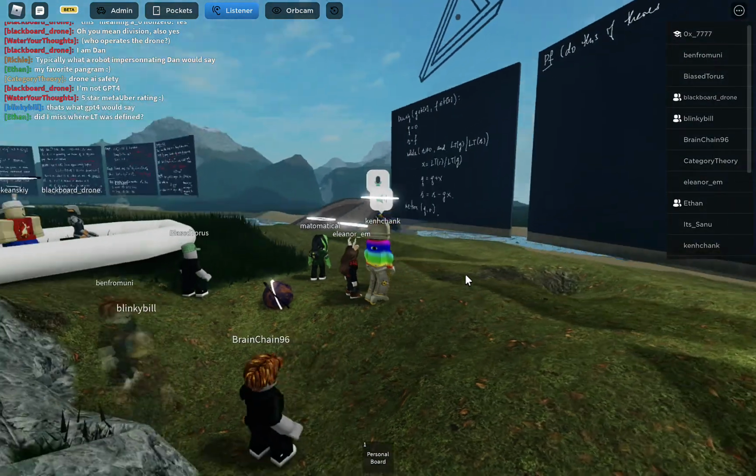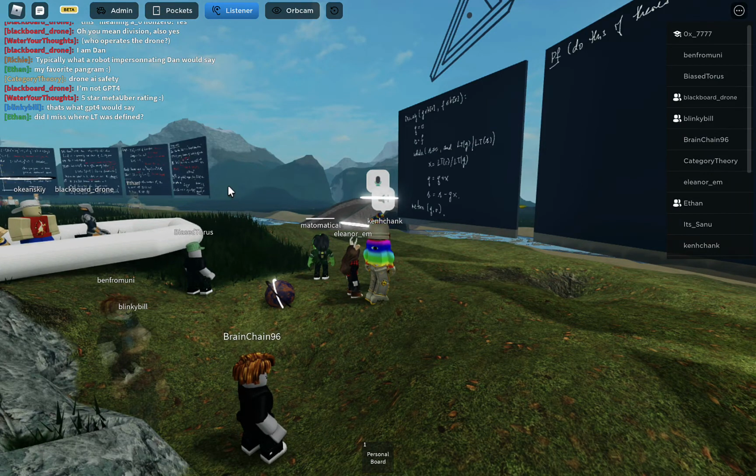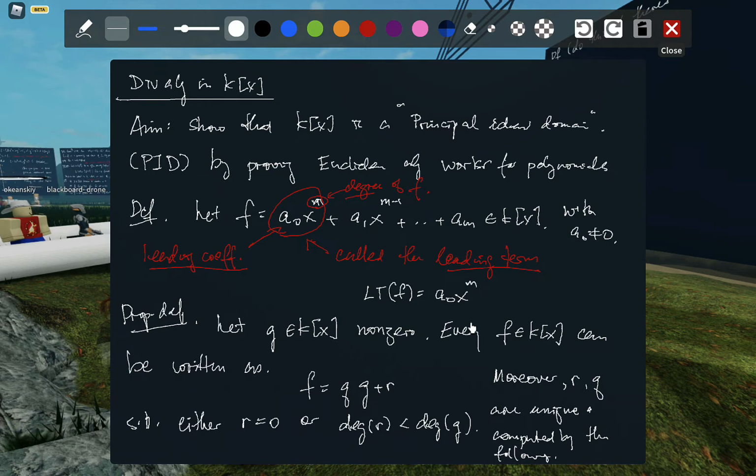Ethan asks where LT was defined. It was on the previous board, the first definition under the division algorithm. The leading term is the term with the largest degree, and the degree is the highest power of x which appears. So the leading term is both the coefficient and the power, a0 x^m in this case. We'll come back to this in great detail when we talk about monomial orders, but for now it's only defined for polynomials in one variable.